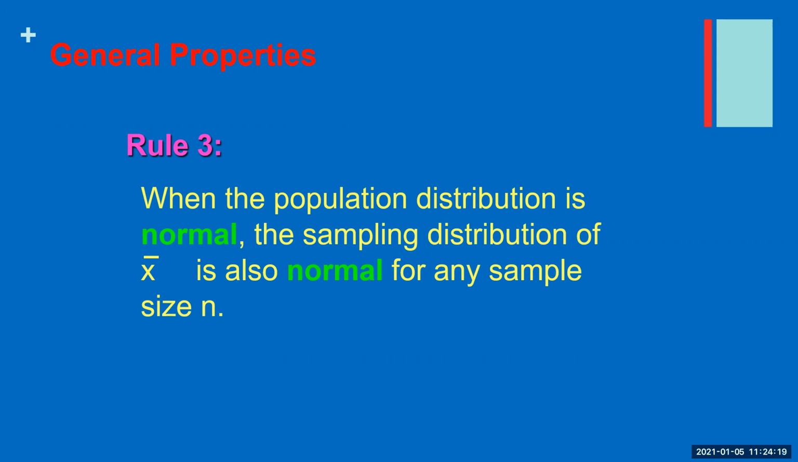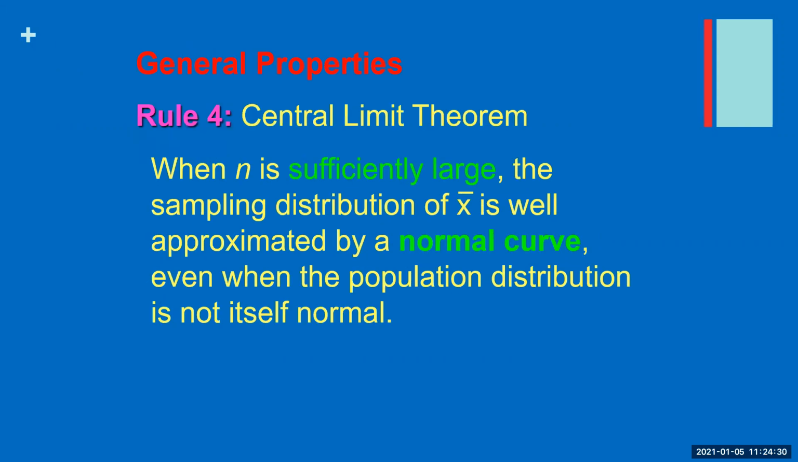So that's why it's very important to prove normal, by stated normal or by the rule of 30, sample size being above 30. And the central limit theorem states when n is sufficiently large, the sampling distribution of the sample mean is well approximated by a normal curve, even when the population distribution is not itself normal. And we can apply the central limit theorem as long as your sample size n is greater than 30.